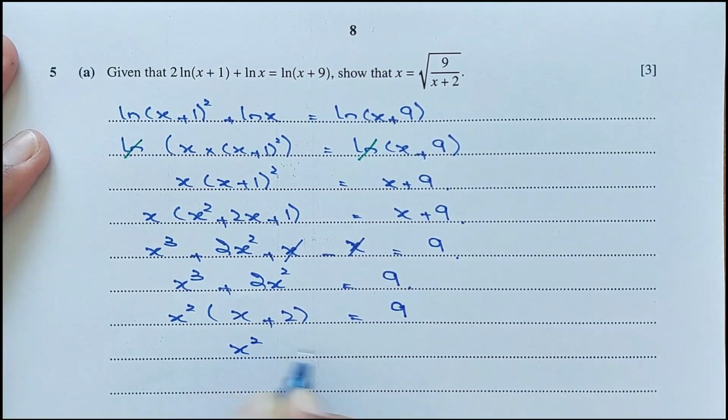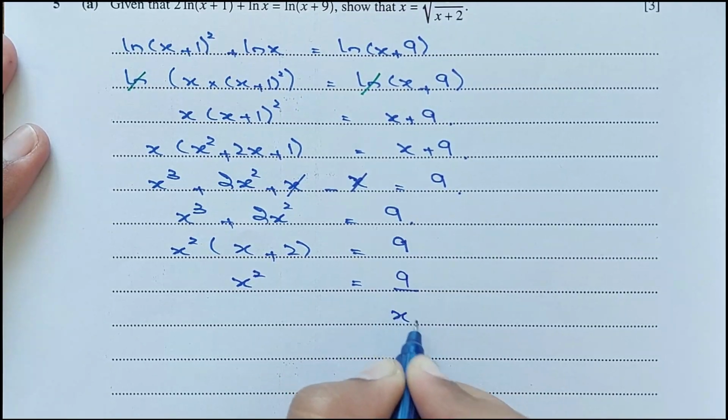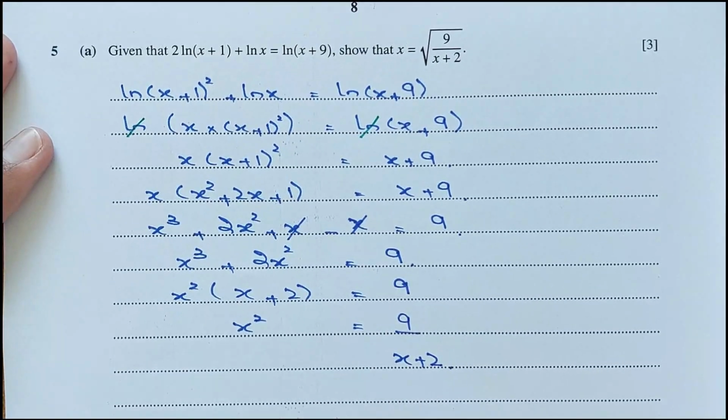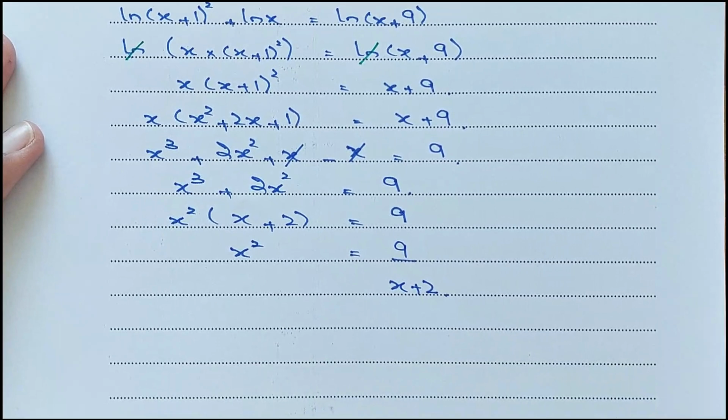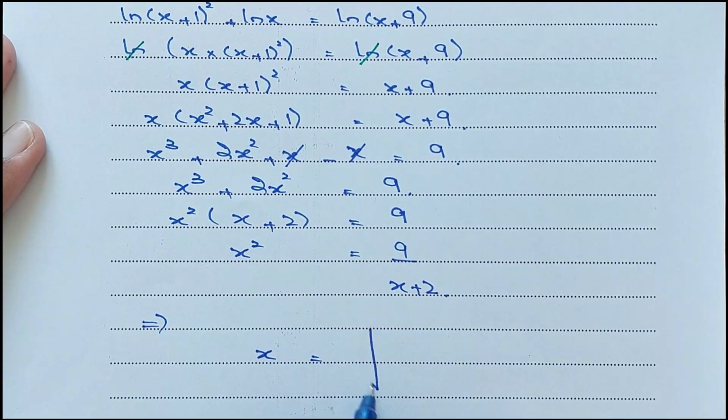So we can say x square would be equals to 9 over x plus 2. This matches with our given one. Take square roots on both sides. So we have x would be equals to positive square root of 9 over x plus 2.